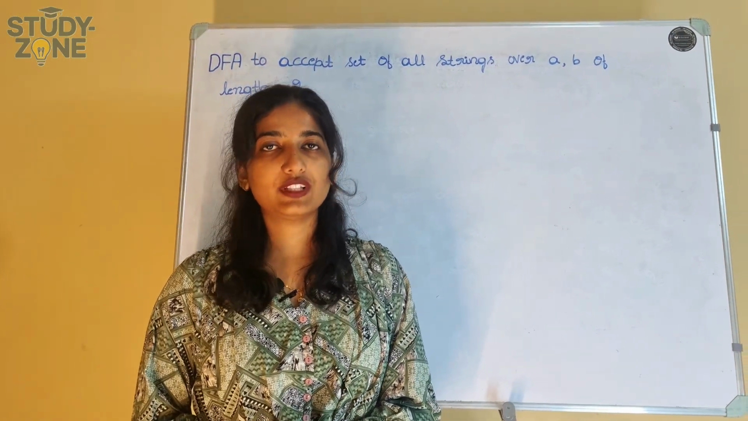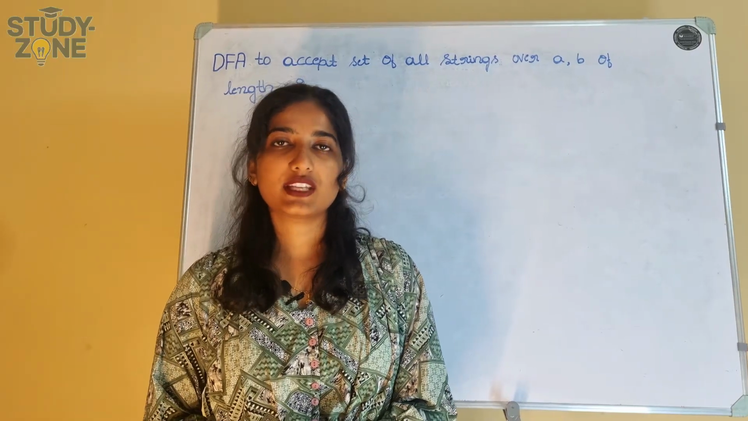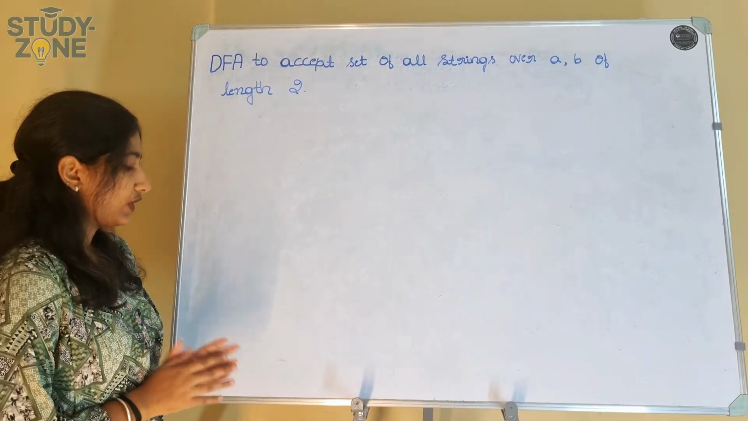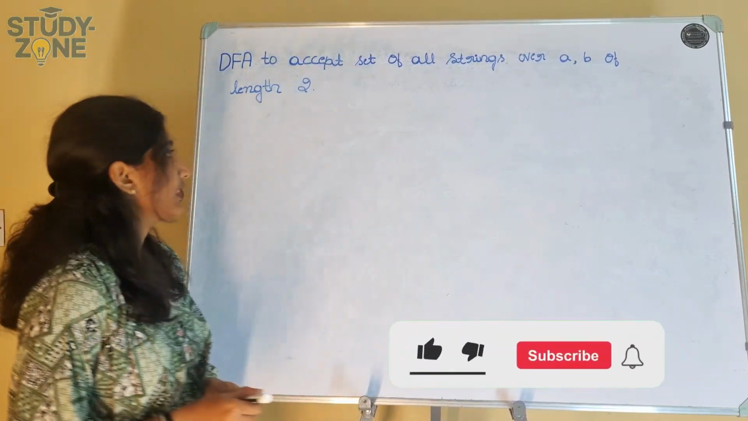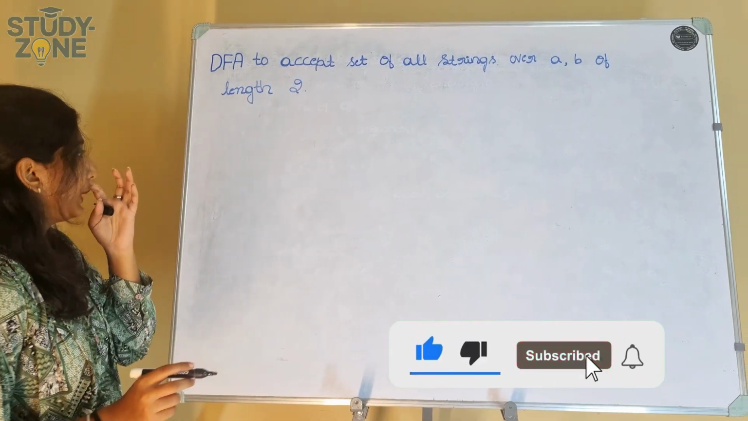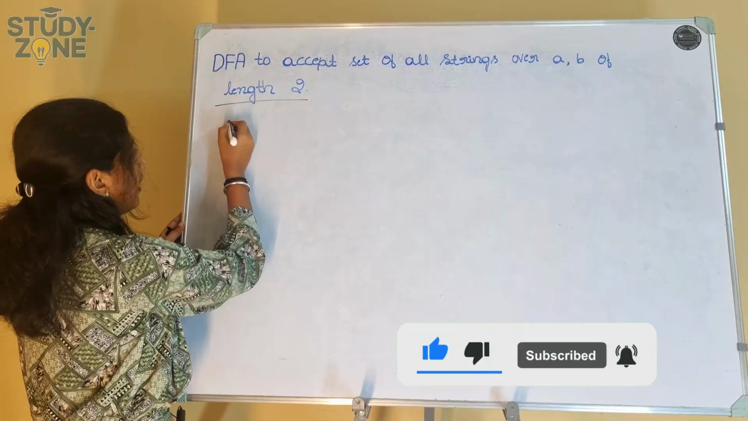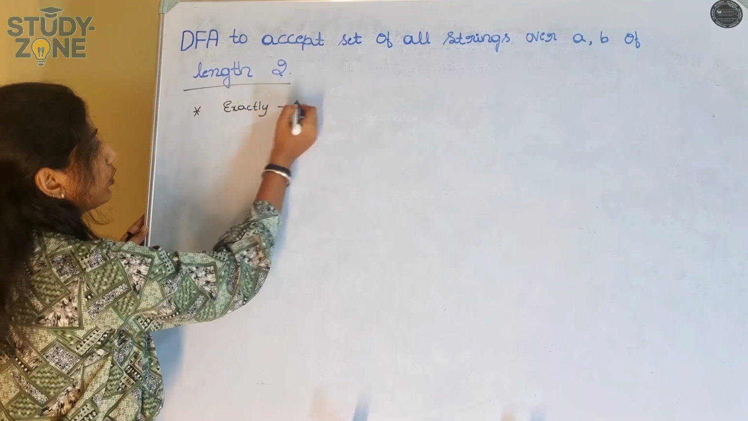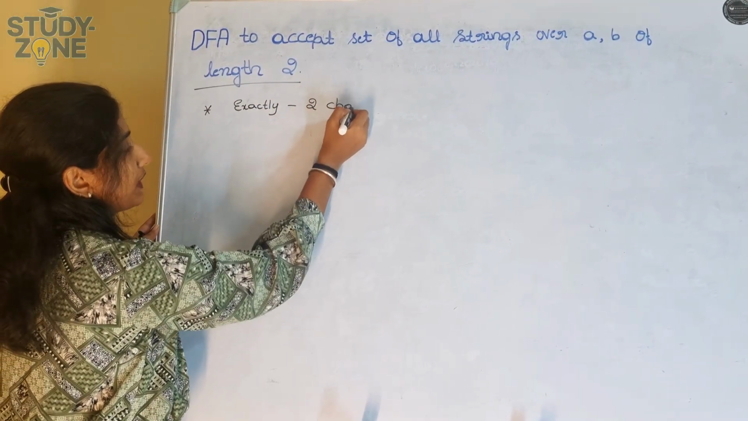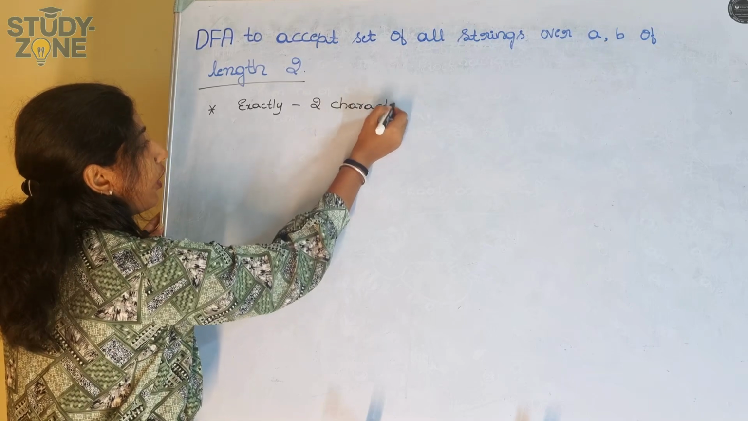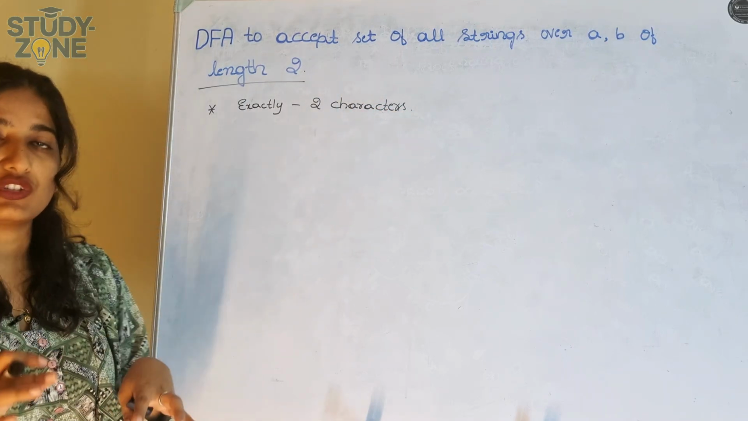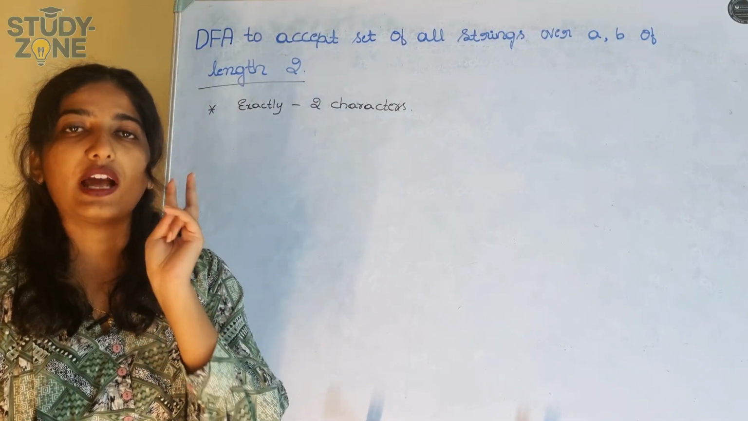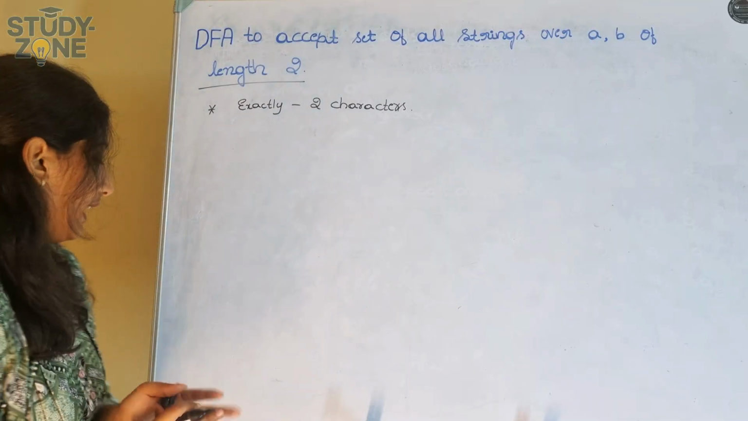In today's video, we will learn to construct a DFA that accepts the set of all strings over {a, b} of length 2. The main thing to understand here is that over {a, b} of length 2 means the string should have exactly 2 characters. So we have to write all the possible combinations of a and b which have exactly length 2, which means 2 symbols or characters.